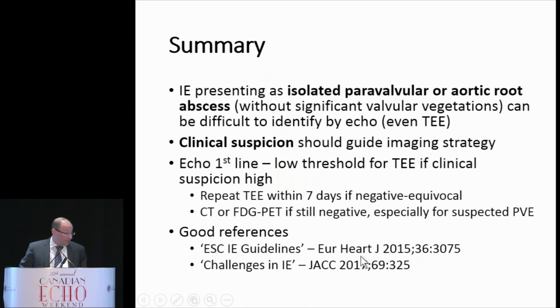So, in summary, infective endocarditis presenting as isolated paravalvular or aortic root abscess without significant vegetations identified by imaging can be very difficult to identify by echo, even by TEE in some cases. Clinical suspicion should always guide your imaging and diagnostic strategy. Echo is first line, and there should be a low threshold for doing TEE at all times if there's clinical suspicion. And as mentioned, even repeating it next week if the patient continues to not do well, or bringing in other imaging modalities if needed.